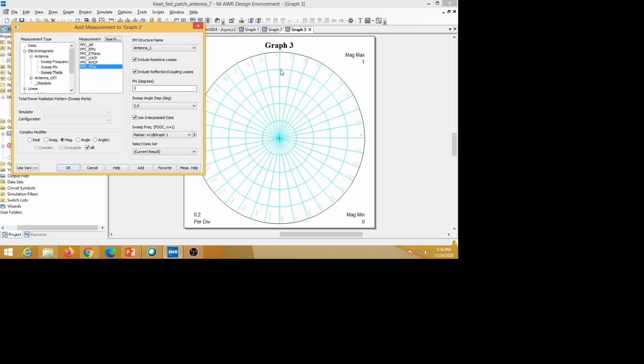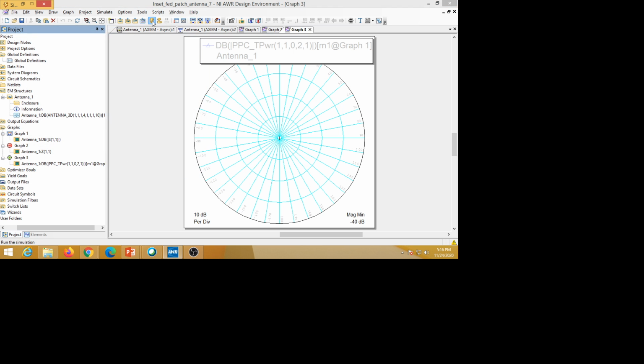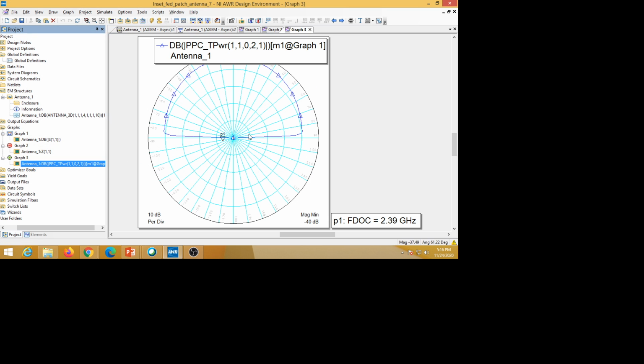Theta varies from 0 to 180 degree, in this direction, 0 to 180 degree here. Use 2 degrees sweep angle for theta varies here, that is, the angle varies with a variation of 2 degrees. And it is magnitude, and this is dB, add here. Okay, close. So you will be getting this.